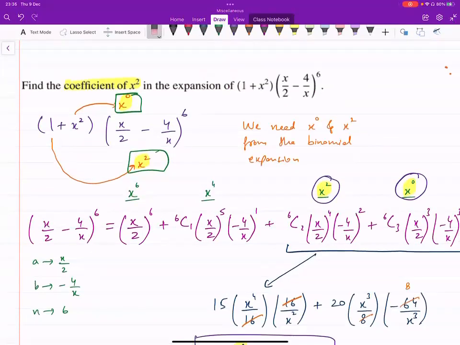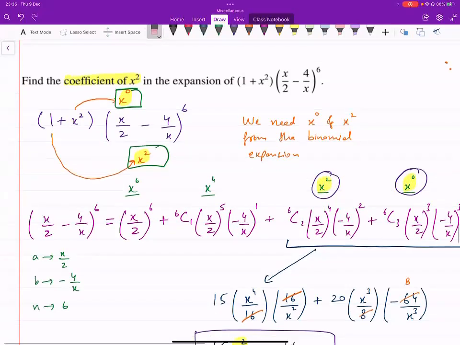Okay, so that's what you may have to do sometimes. आपके पास एक चीज है जिसको आप multiply कर रहे हो किसी binomial वाली expression के साथ. आपने पहले figure out कर लेना कौन कौन सी terms आपको चाहिए वहां पे. यहाँ पे हमें x raised to power 0 x square चाहिए था, हमने वो उसमें input करके find कर ली.